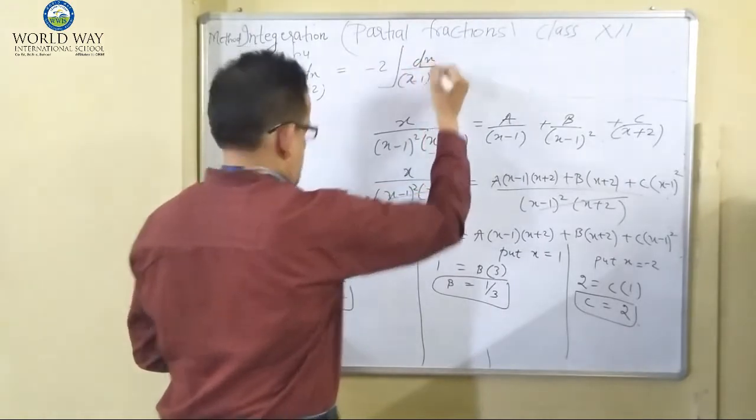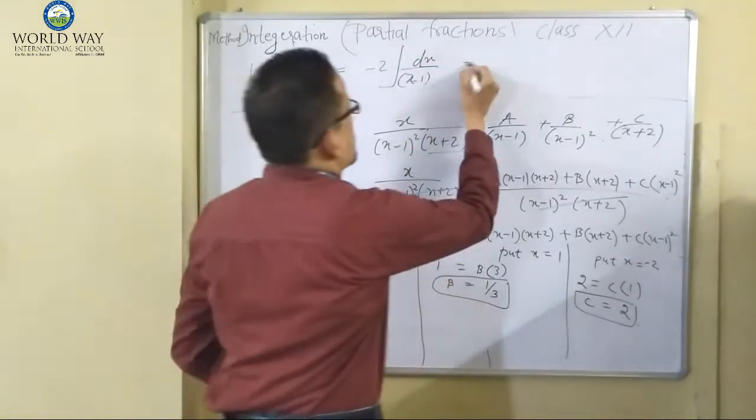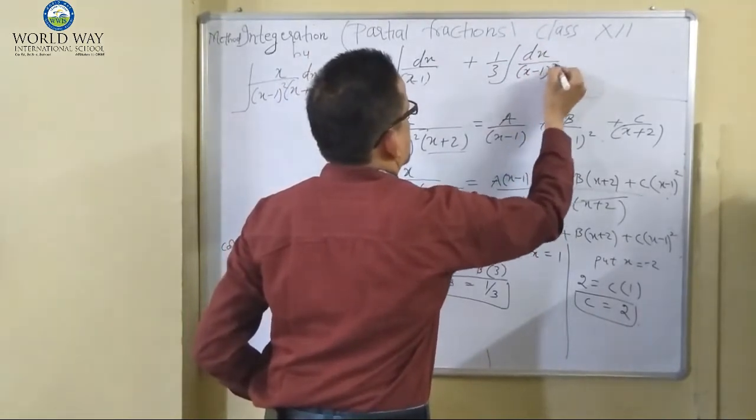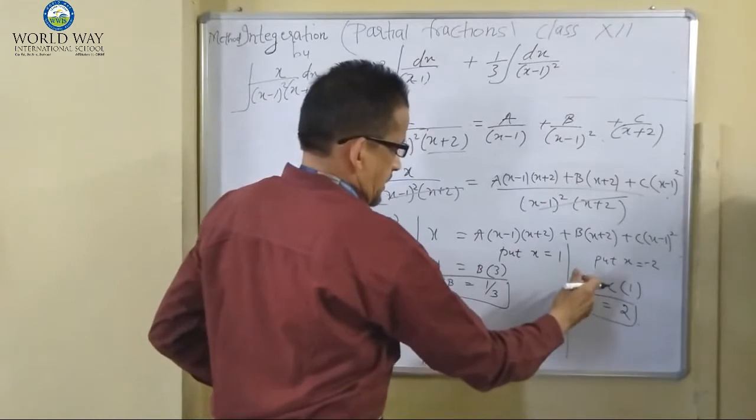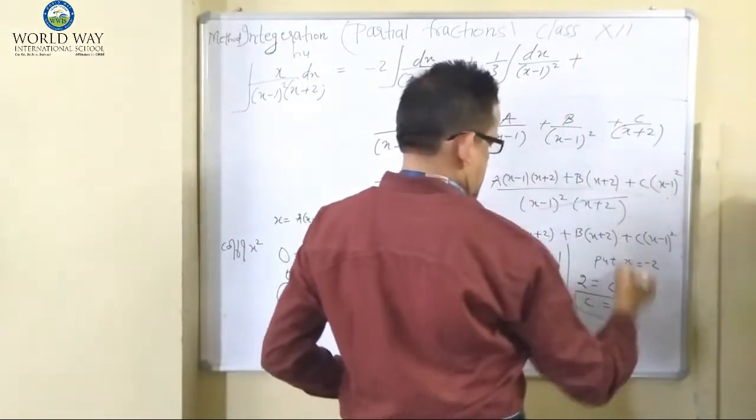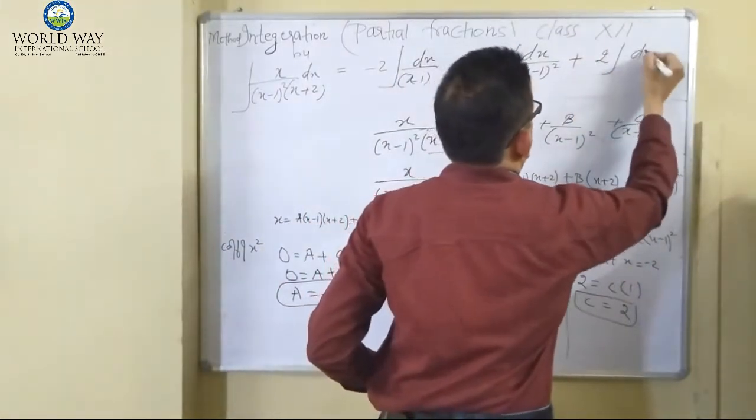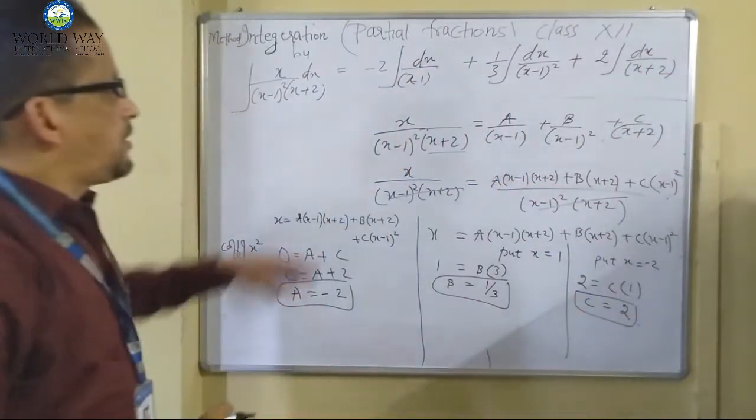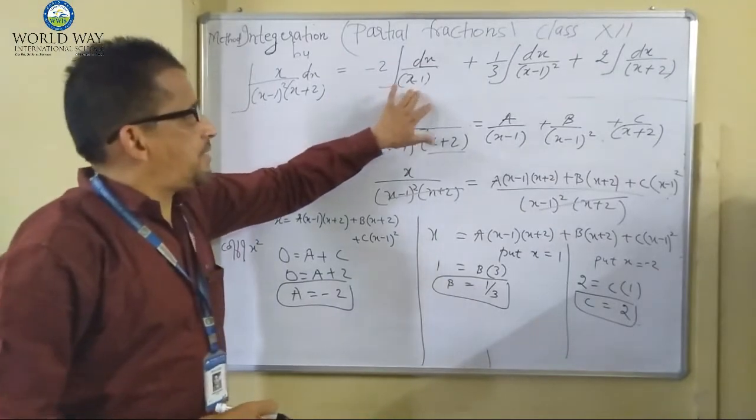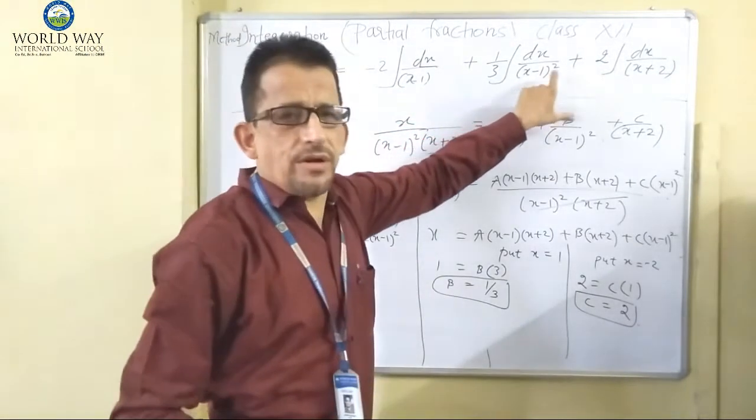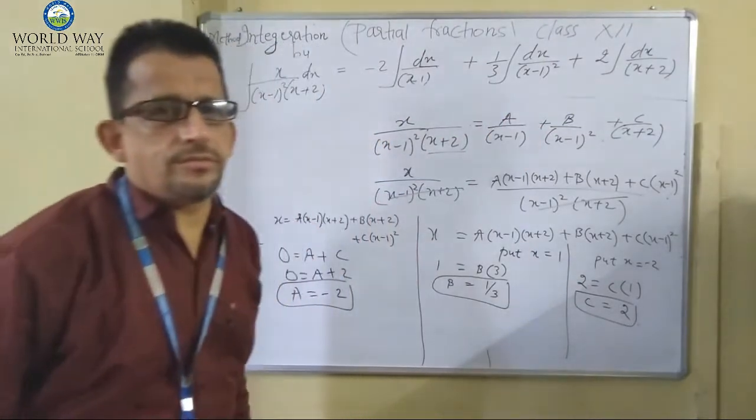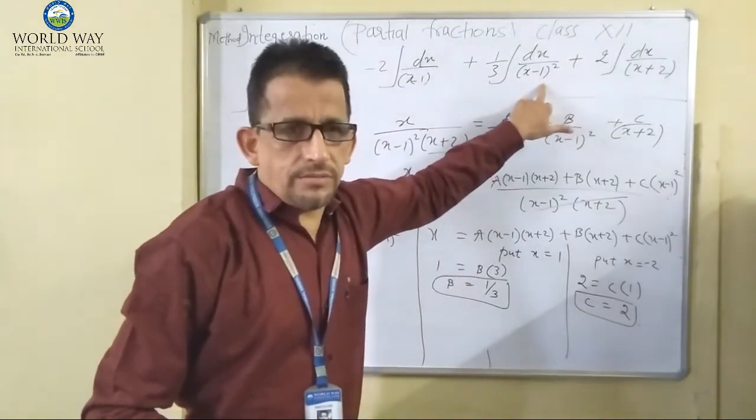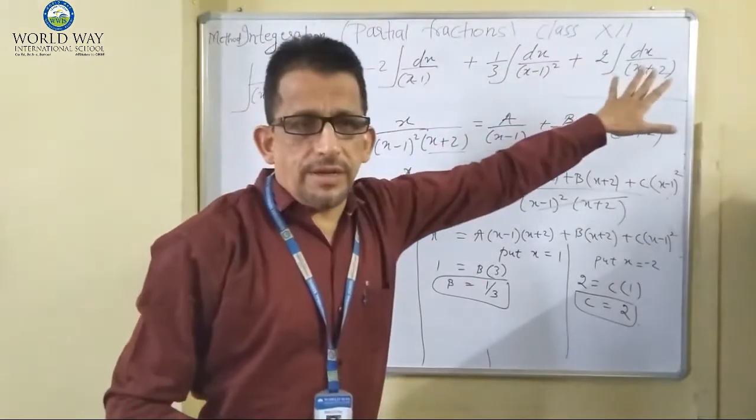Okay. Then what is the value of b? 1 upon 3, dx upon (x minus 1) whole squared. Then c, what is c? 2 dx upon x plus 2. So you know how to integrate 1 upon x minus 1. How to integrate this (x minus 1) whole squared? By putting x minus 1 equal to t and then converting dx into dt.